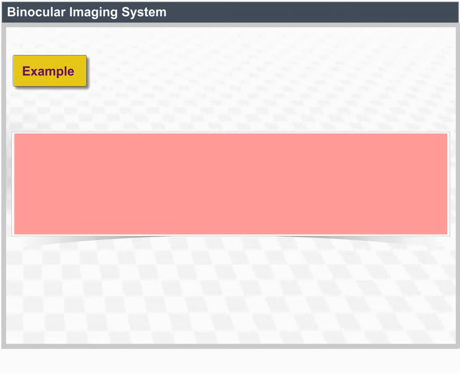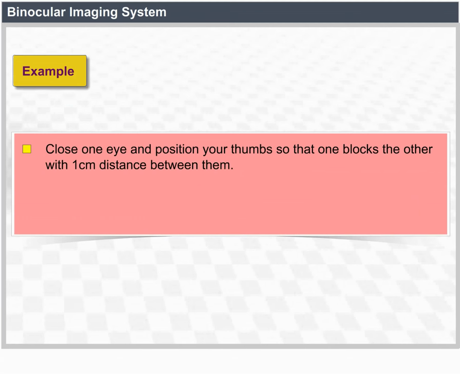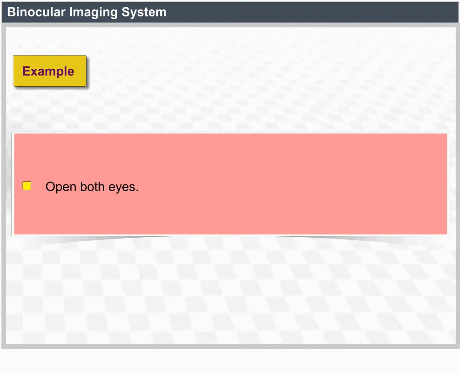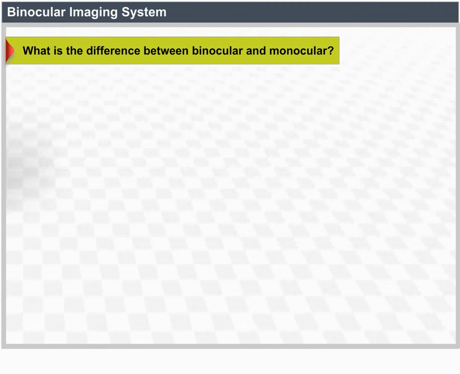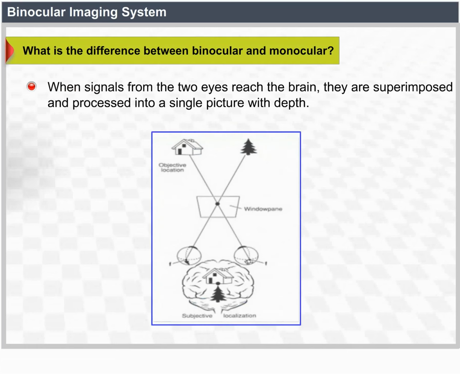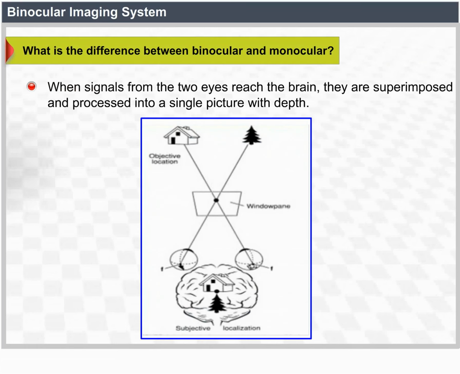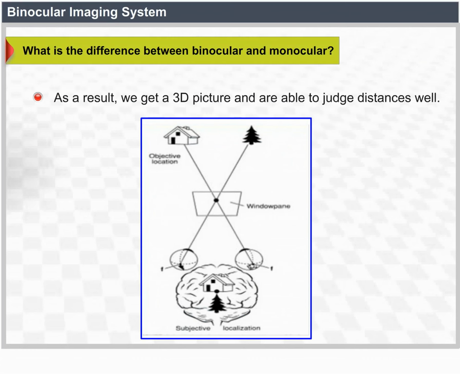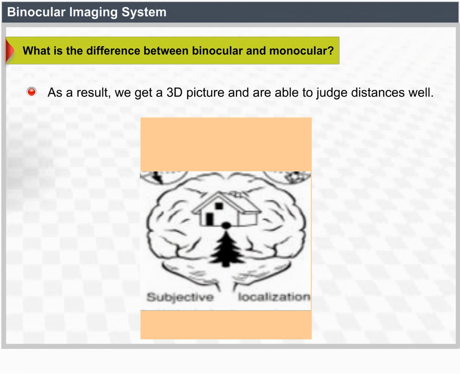For example, close one eye and position your thumb so that one blocks the other with 1 centimeter distance between them. Switch to your viewing eye. Open both eyes. What is the difference between binocular and monocular? When signals from the two eyes reach the brain, they are superimposed and processed into a single picture with depth. As a result, we get a 3D picture and are able to judge distance as well.